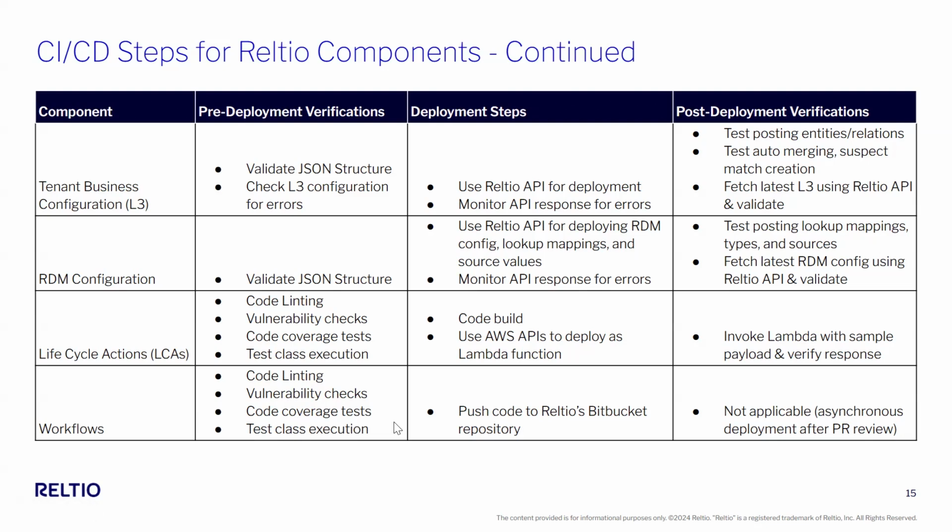You cannot deploy the workflow code directly using any API. So the workaround is, once you have done all the pre-deployment verification, you can push the workflow code to Reltio's Bitbucket repository, and once you do that, the standard workflow deployment processes invoke on their own. So that's a workaround. You cannot do post-deployment verification for workflows because it's not deployed in real time. It goes through a set of steps in Reltio's Bitbucket repository, but you can always do those verifications offline, outside the CI/CD process.